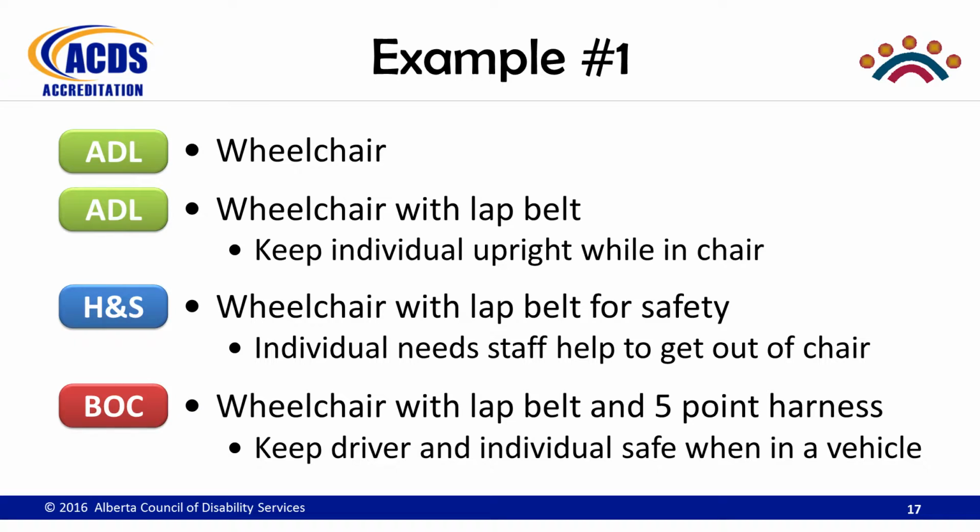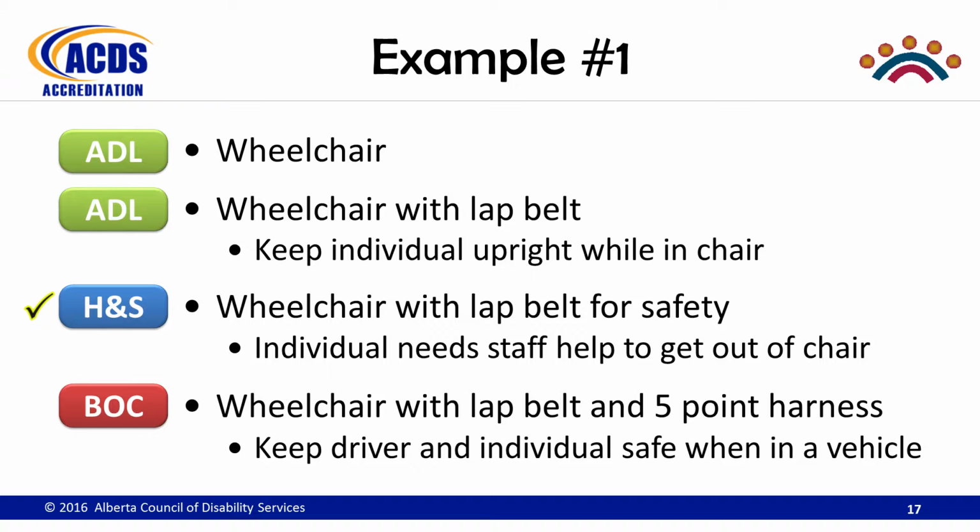I'm going to take the next few minutes to run through a few examples to hopefully provide more clarity to the different categories. The first example looks at an individual using a wheelchair. The wheelchair is considered an aids to daily living. If there is a lap belt and the individual cannot remove it on its own, that is also considered aids to daily living.